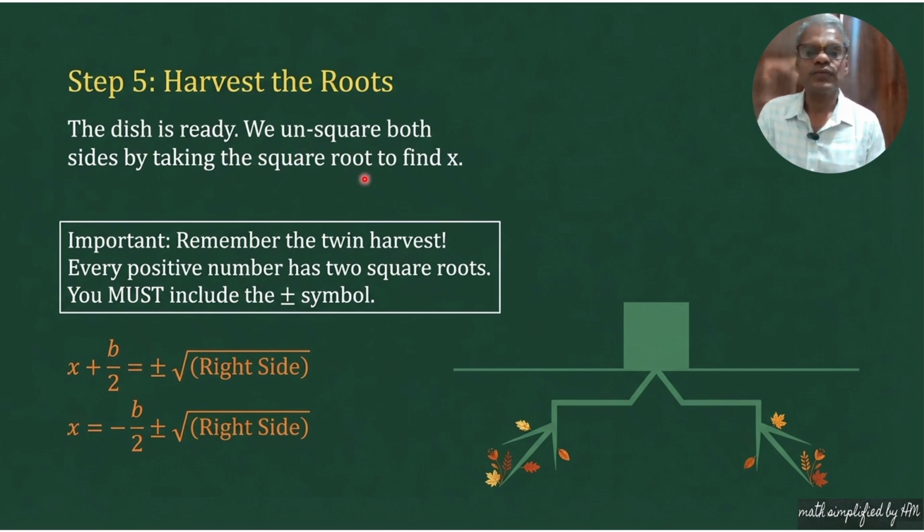We unsquare both sides by taking the square root to find x. Important, remember the twin harvest: every positive number has two square roots. You must include the plus or minus symbol. So x plus b upon 2 is equal to plus or minus the square root of the right side.